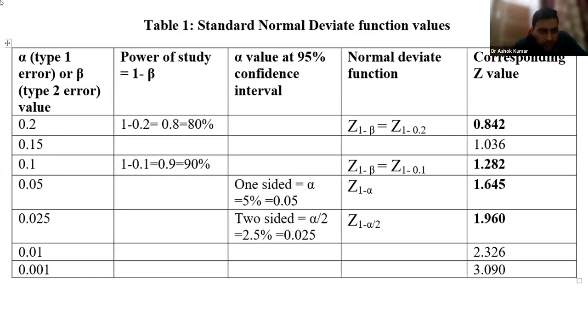So you can see here, you can see my cursor here. Okay, in the upper left corner, you can see alpha, which is called type 1 error, or beta, which is called type 2 error value. Okay, so when we calculate sample size, this alpha, sometimes beta, we have to use, okay, alpha and beta. So these are some alpha and beta values you can see here.